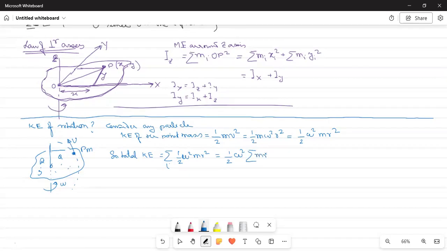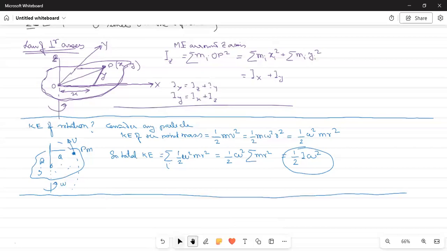So m r squared: we find sigma m r squared is equal to the moment of inertia I. So this is half I omega squared. This is the kinetic energy. It is the same as the equation half m v squared, where mass is replaced by moment of inertia and linear velocity v is replaced by the angular velocity omega. This is one thing over.